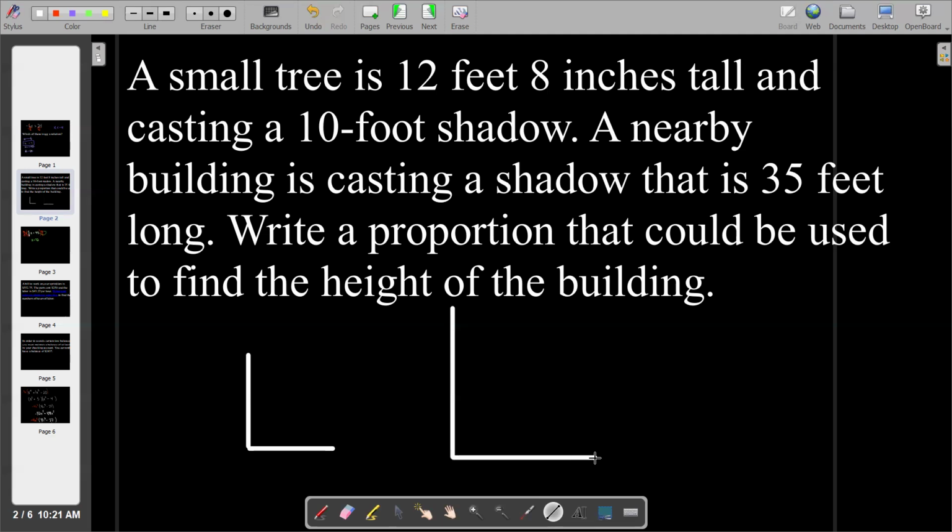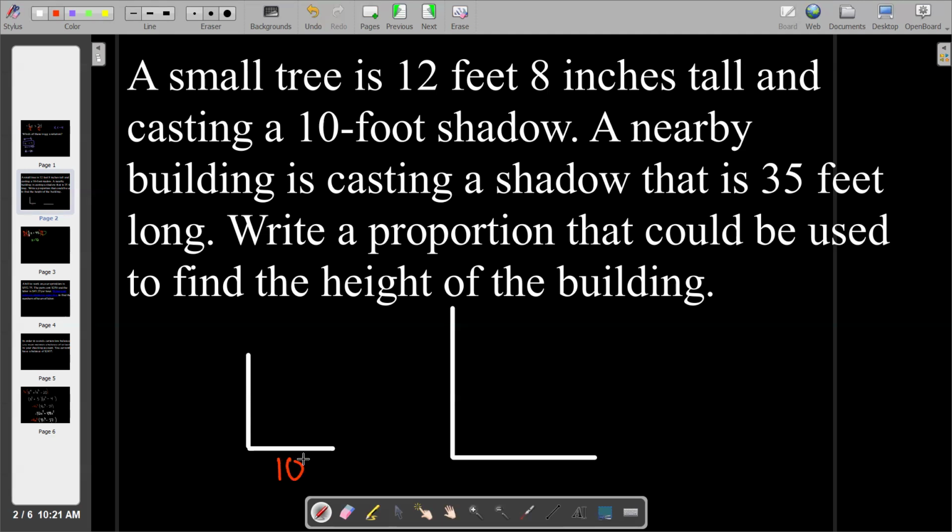Remember, what makes this problem work is the fact that the sun casts shadows at the same angles over items in close proximity and relatively similar size, because of the sun being up in the sky, right? So the things we want to fill in first are the ones that I think are obvious. Let's start with the 10-foot shadow on the tree. So I can put 10 feet right there.